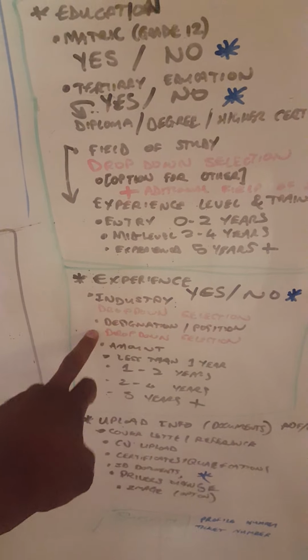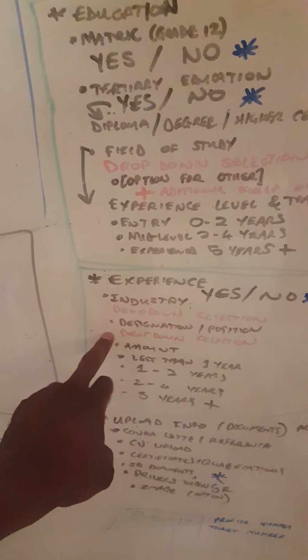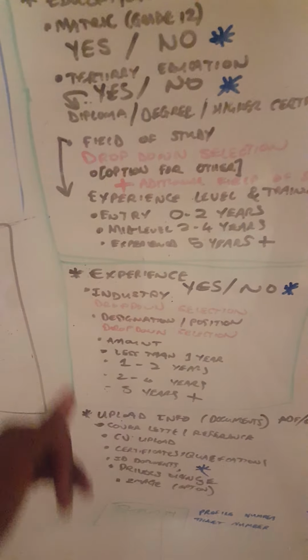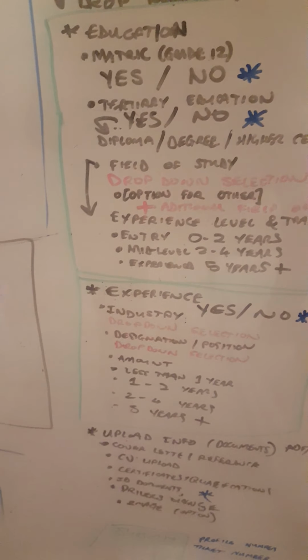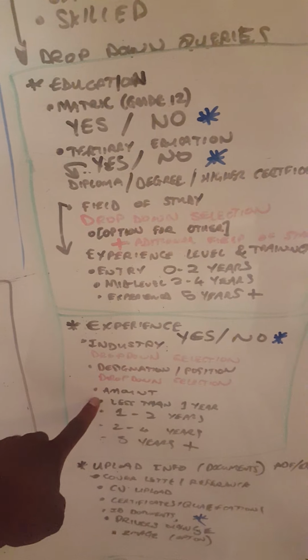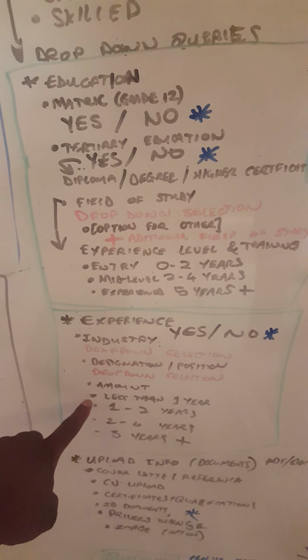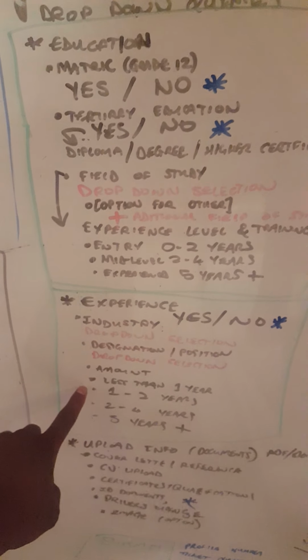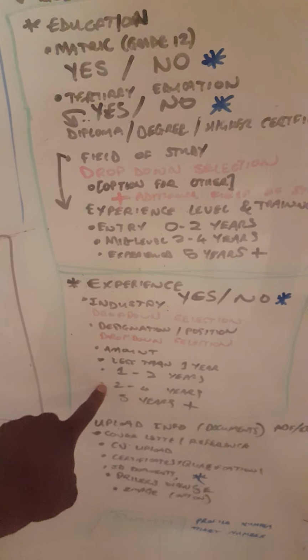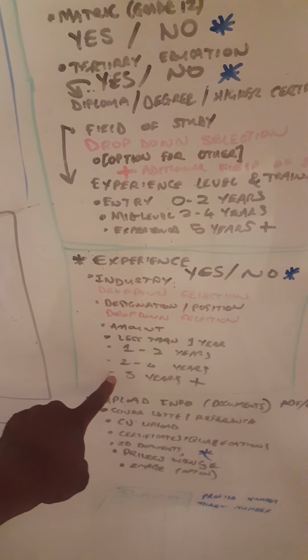Was it a manager, junior manager, assistant, whatever the case is. I'll give you the list of categories, and then amount of time that they've worked. This is just something that they choose, like less than a year, 1 to 2 years, 2 to 4 years, and then 5 years plus.